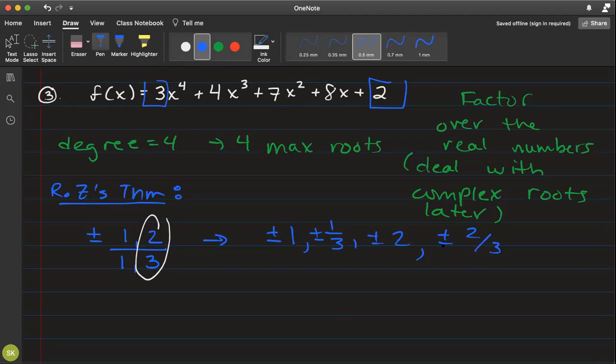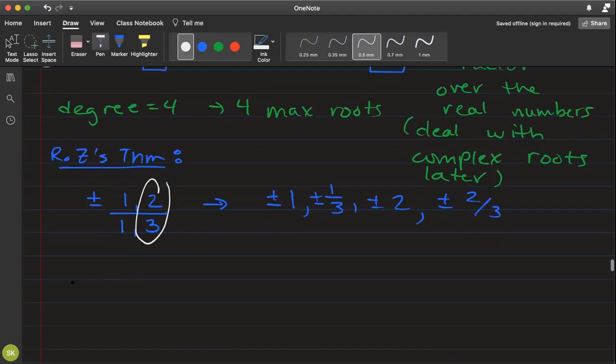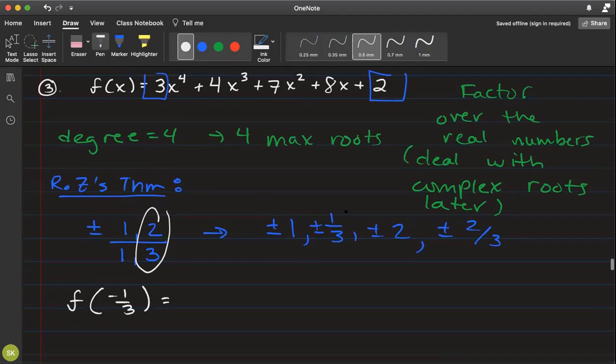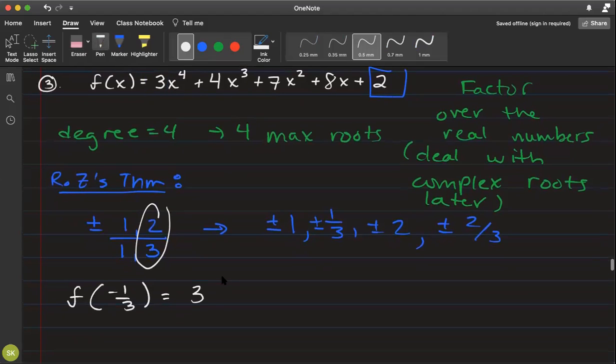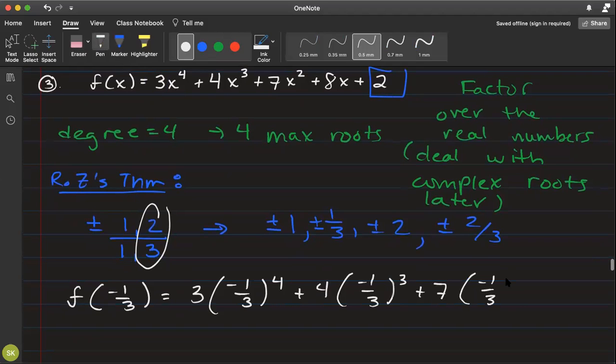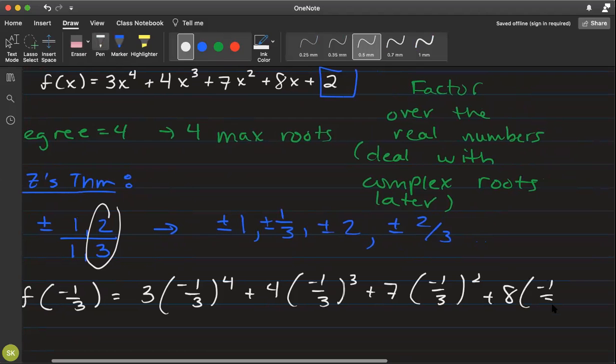Now, this is a bunch of trial and error, but I'm going to be picky because I kind of already know how this factors. So I'm going to go with a positive, actually negative 1/3. So let's plug in negative 1/3 as our first candidate. Plug that into the function. You can plug any one you want into this function here to figure out if it could be a 0, but I'm going to go with negative 1/3. So we got 3 times negative 1/3 to the 4th plus 4 times negative 1/3 cubed plus 7 times negative 1/3 squared plus 8 times negative 1/3 plus 2.